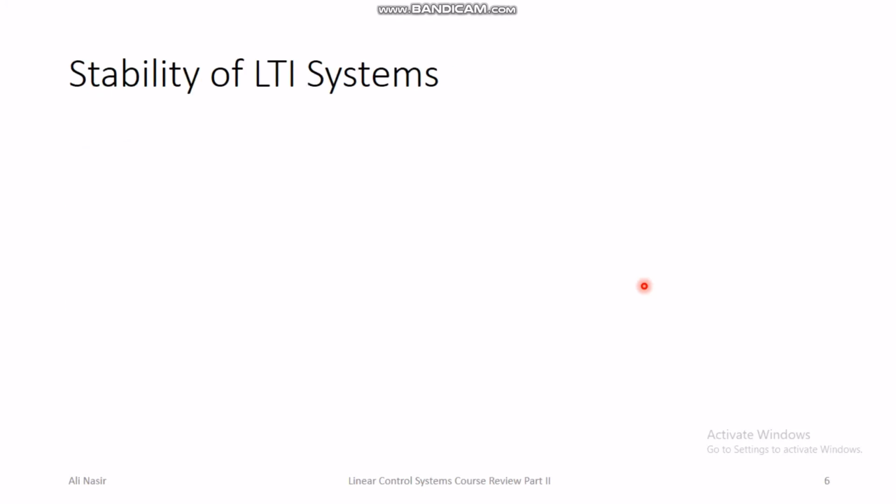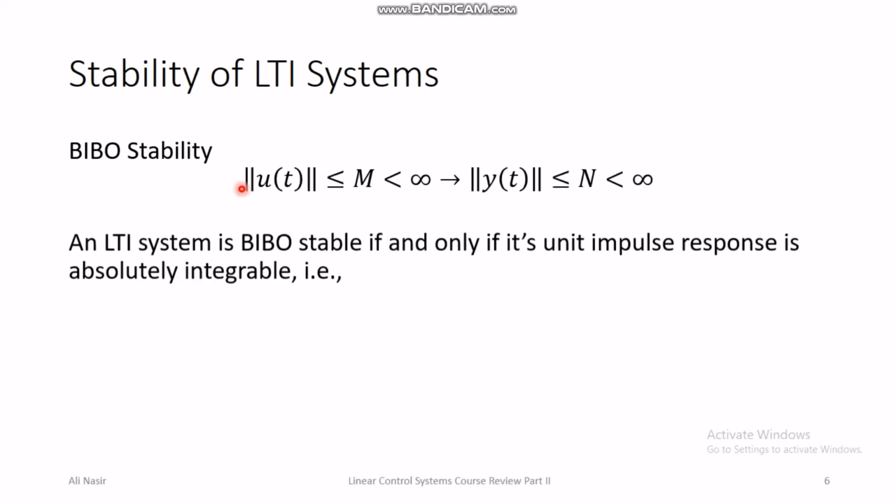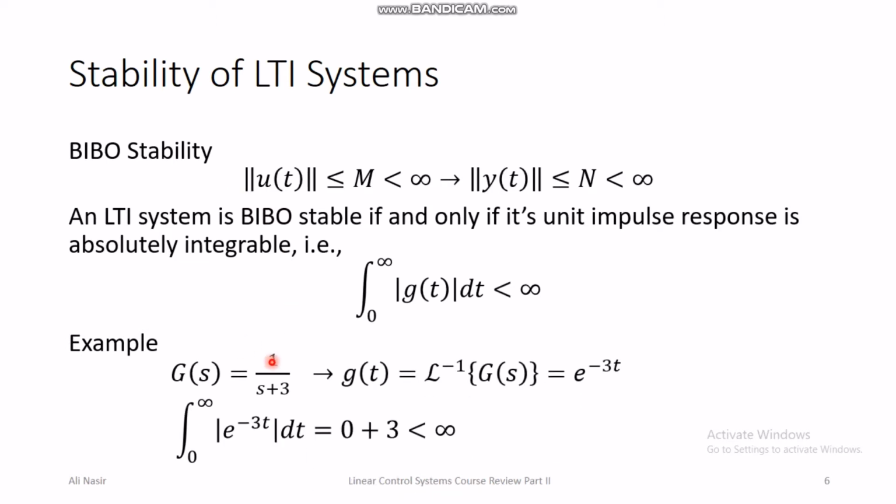Then stability of LTI systems. BIBO stability requires that the output magnitude should be finite in response to finite input, and BIBO stability can be determined from the impulse response of the system, and impulse response is related to the transfer function of the system. So here is an example where you calculate BIBO stability. You can also determine BIBO stability from asymptotic stability as well.